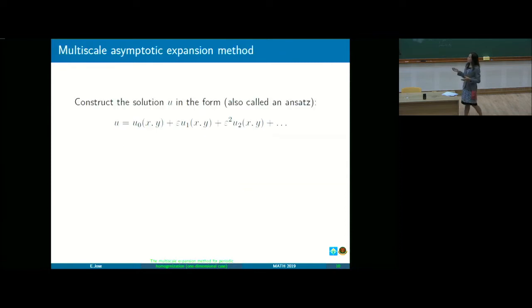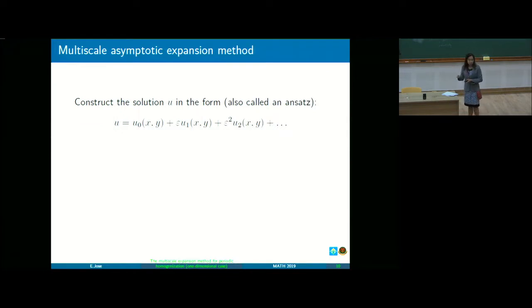All right, so let us begin the multi-scale asymptotic expansion method by constructing the solutions U in the form which is called an ansatz. It's actually a series expansion in epsilon. So it is given by U equals U0 of x, y plus epsilon U1 of x, y plus epsilon squared U2 and so on. Okay?